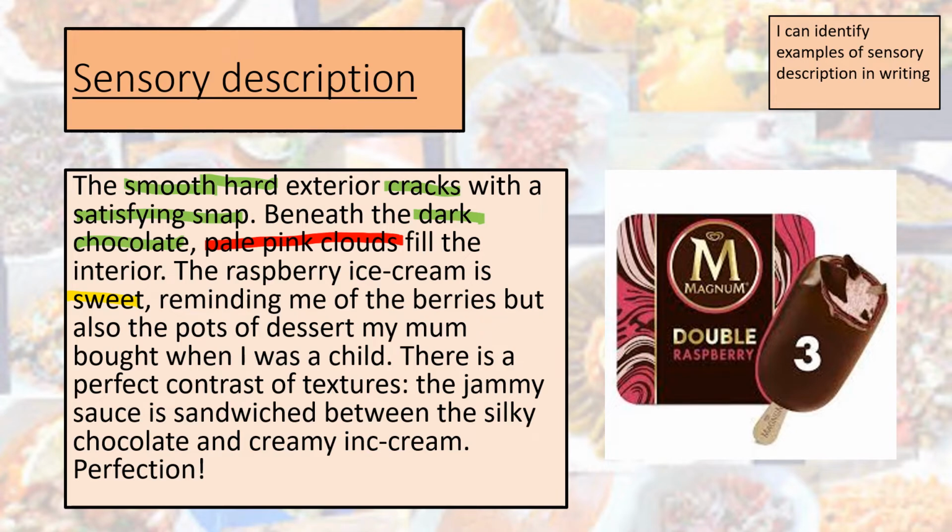"There's a perfect contrast of textures." That is what it feels like when I am eating it. "The jammy sauce is sandwiched between the silky chocolate." Silky chocolate might be taste and it might be touch. It could be either. "And creamy ice cream." So I've not included all of the senses, I don't think. I don't think I have what it smells like there, but I have managed to include most of them.